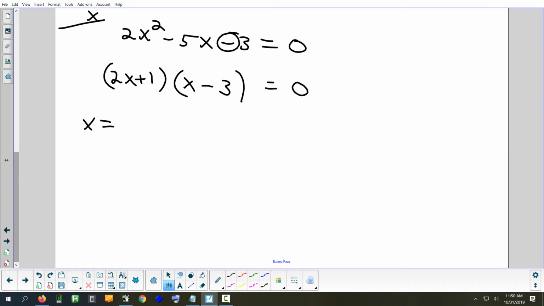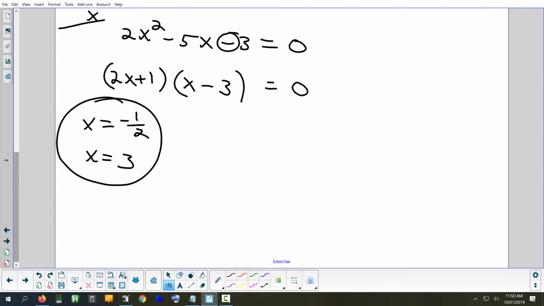Negative 0.5. And what value of x would make my second factor 0? 3, yep. Now, what do I have to do here? Check. I have to check them. These might both be correct. One of them might be correct, or they both might be wrong. We don't know. Let's check them.